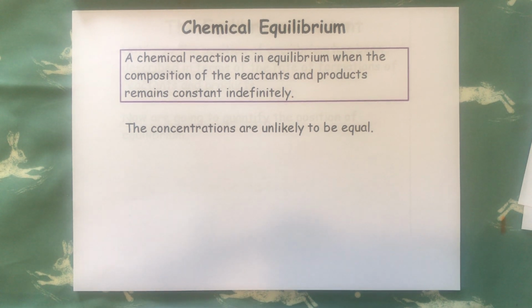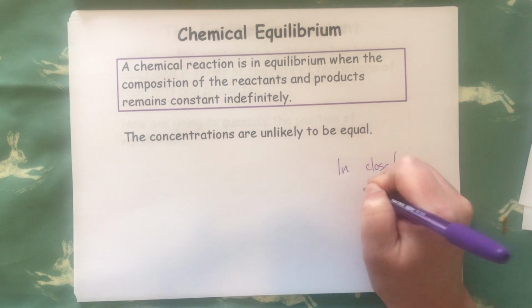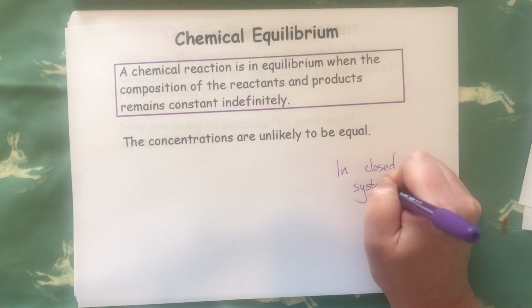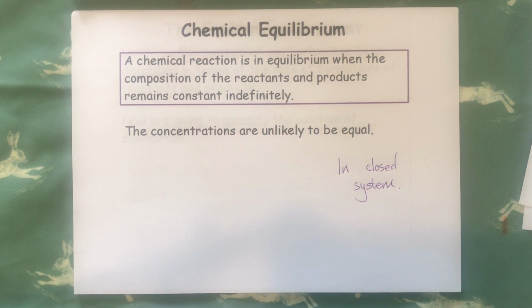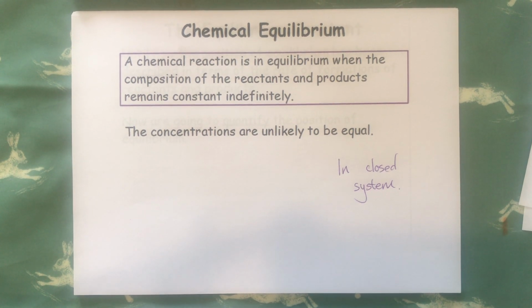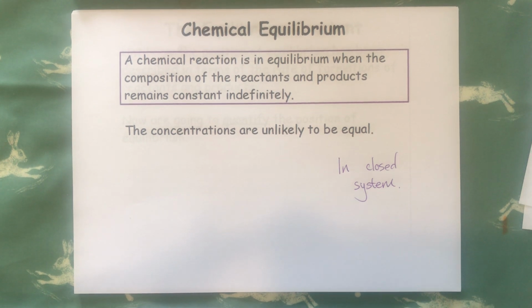So just from Higher, this is a definition that you will be familiar with. A chemical reaction is an equilibrium when the composition of the reactants and products remains constant indefinitely. Now keeping in mind this is in a closed system. So just like in that picture in the last slide, the little jar, nothing can get in, there's no oxygen getting in, the temperature will remain constant, the concentration constant, the pressure constant. So in a closed system, the equilibrium position will remain constant indefinitely.